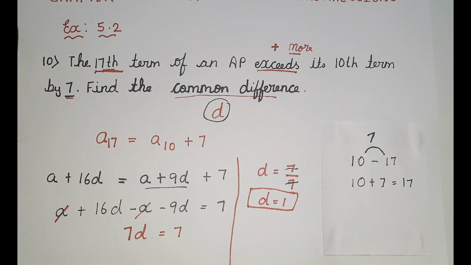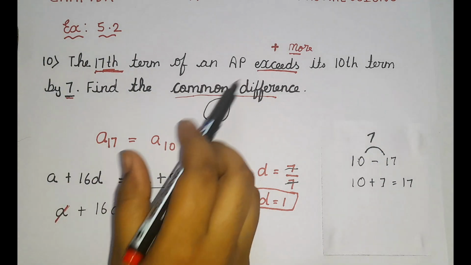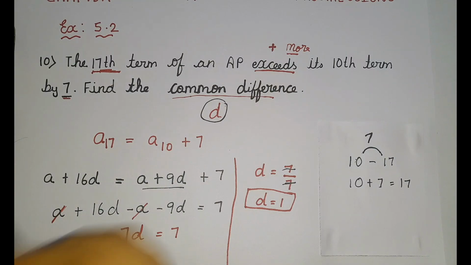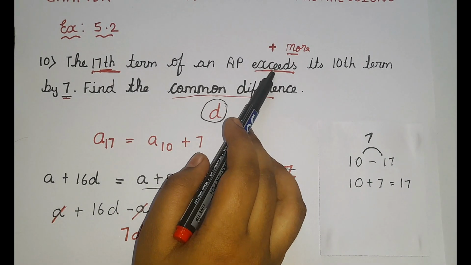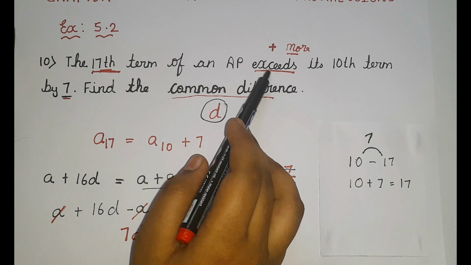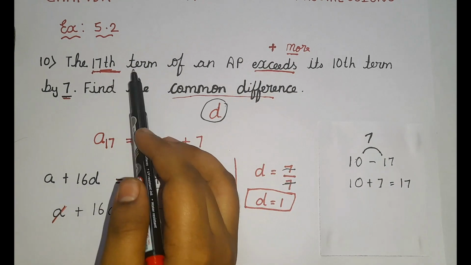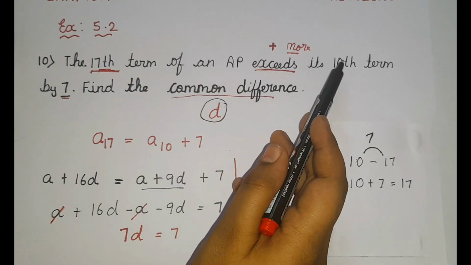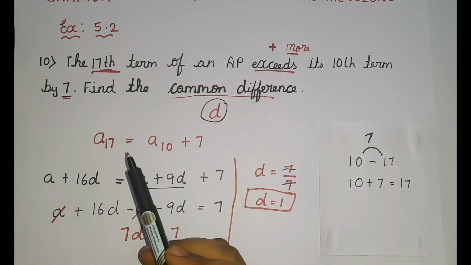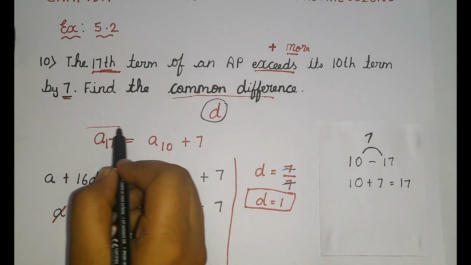It was really an easy question, just because of this single word, that is exceeds. You got confused, right? So guys, never get confused just because they mentioned the word exceed. Exceed is nothing but more, and more means adding. For example, the 17th term is greater than the 10th term by 7. We are supposed to find the common difference, so we take the value like this.